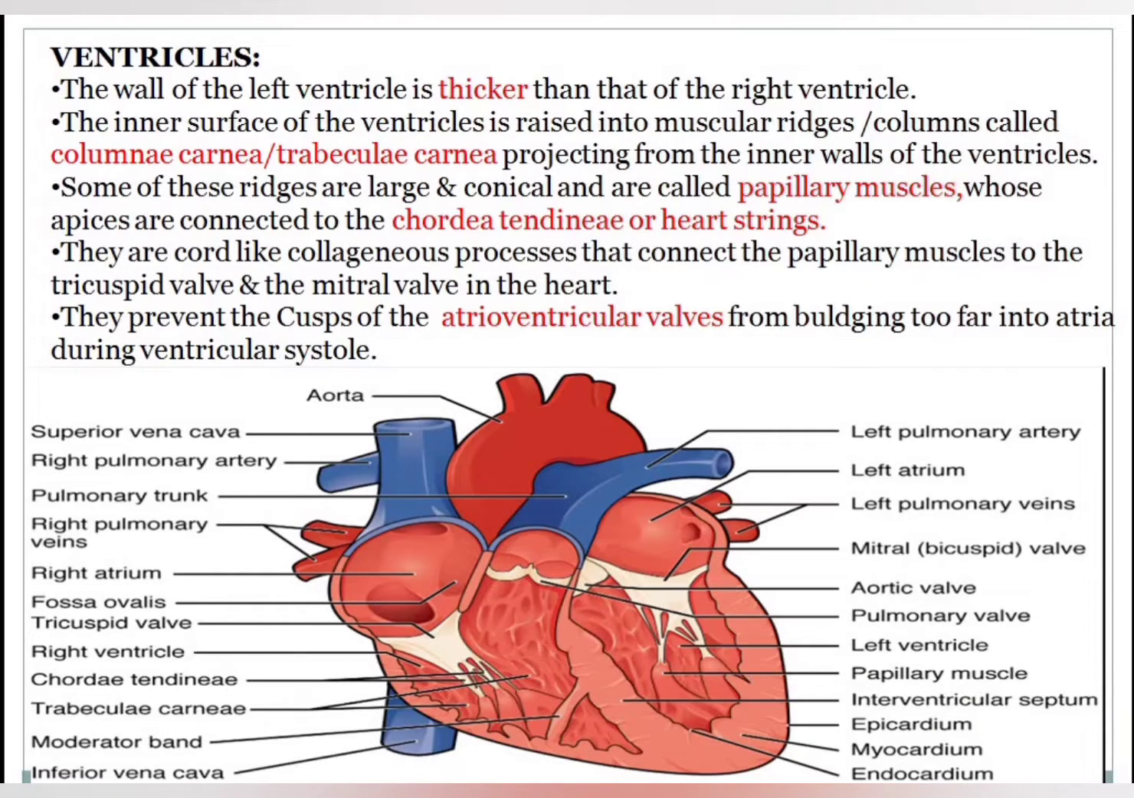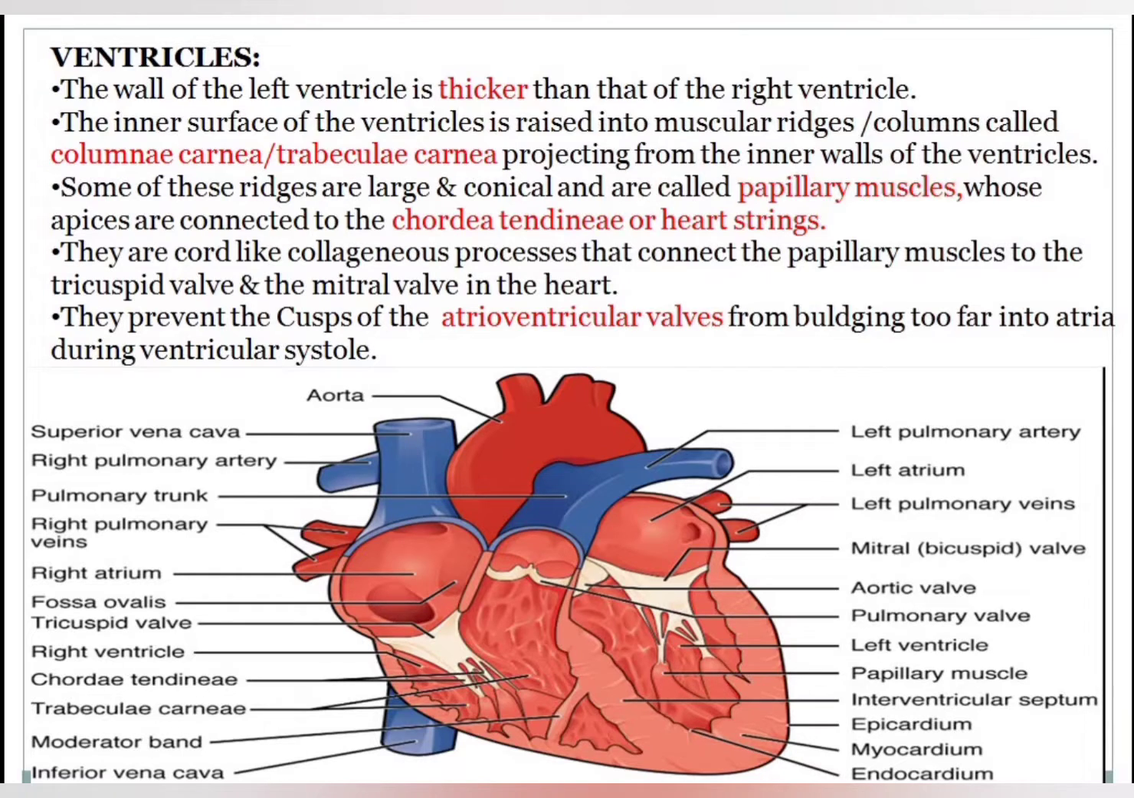Next, at their apex, these papillary muscles are connected with strings called heartstrings or chordae tendineae. First of all, this is a muscle, a muscular ridge called the columnae corneae, and this is connected to a papillary muscle. These papillary muscles are connected to the heartstrings, also known as chordae tendineae.